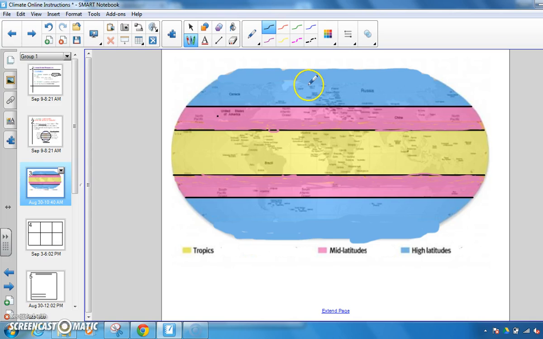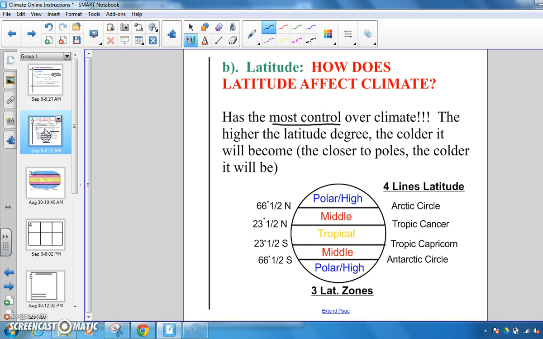It's ice, it's cold, it's Russia, it's the northern parts of Canada up here, Antarctica that's around here. It's way too cold. So, those are your 3 latitude zones. Don't get those mixed up with the 4 latitude lines. So, let's now apply this.